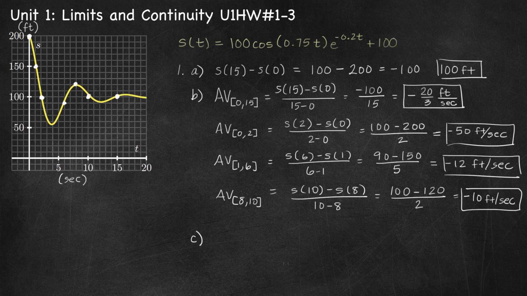Part C, on what time intervals do you think the bungee jumper achieves her greatest average velocity? Well, that would be where the graph appears to be the steepest. So that looks like it's happening right around here somewhere. So I'm going to say between t equals 1 and t equals 2, because the graph is the steepest.